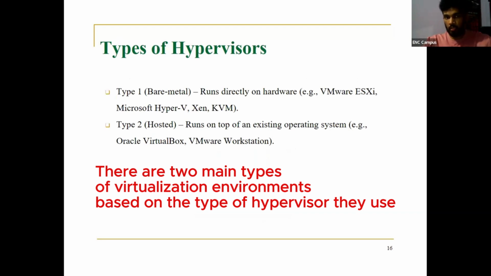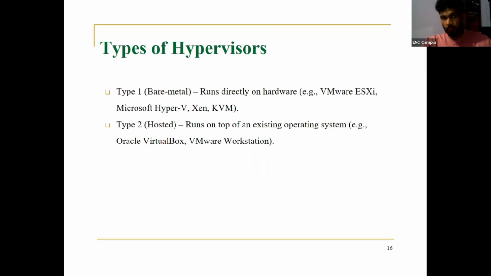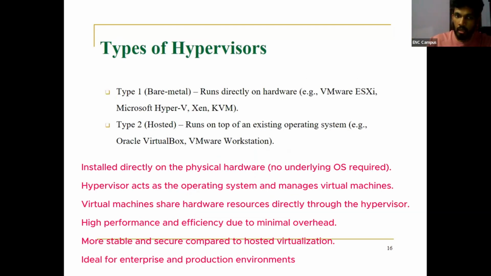First one we call as bare metal and second one is hosted. Bare metal means the machine runs directly on the hardware. The hypervisor directly runs on the hardware. An example is Microsoft Hyper-V. So they directly share the hardware, like let's say memory, they directly share that.